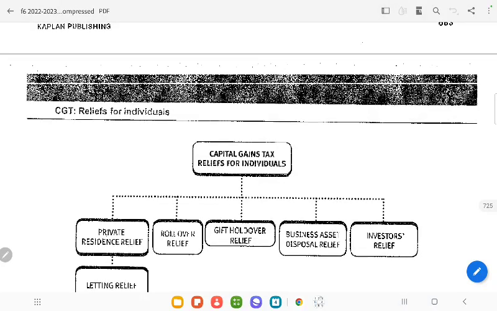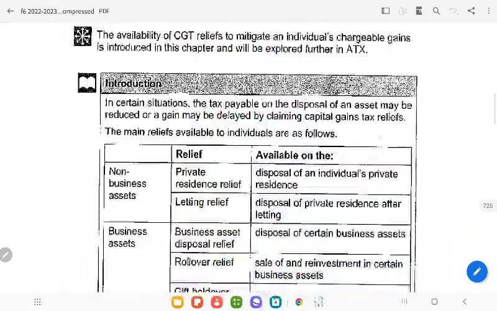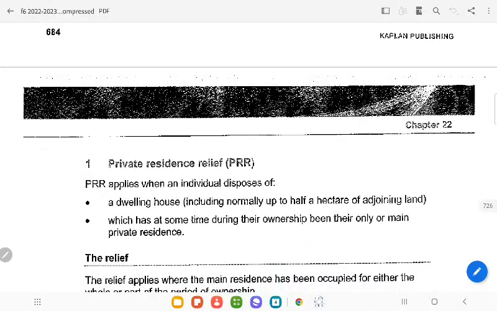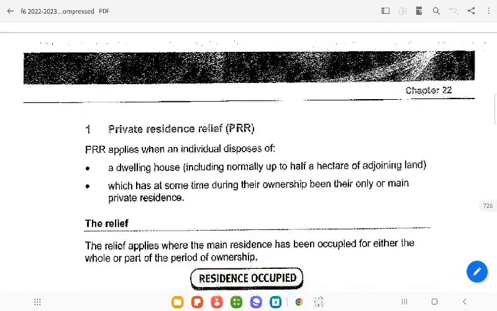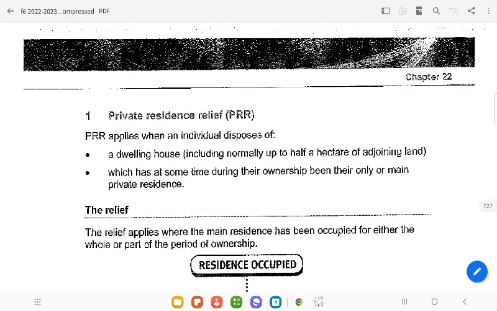Our next topic is CGT reliefs for individuals. And the first relief is private residence relief. It applies when an individual disposes of a dwelling house which has at some time during their ownership been their only or main residence. It means if he has more than one residence, he has to inform HMRC which one is his main residence.